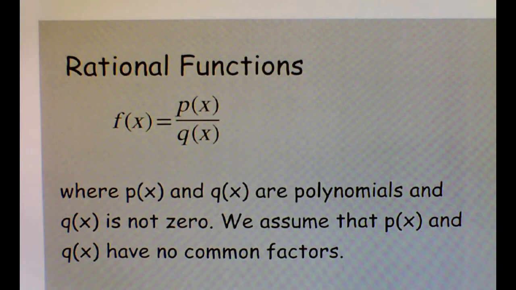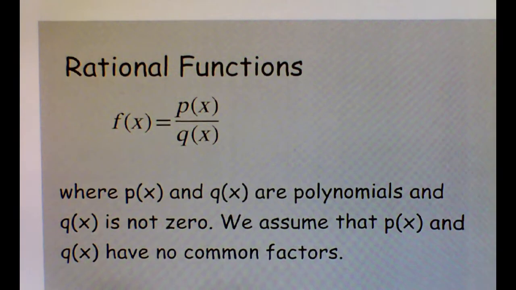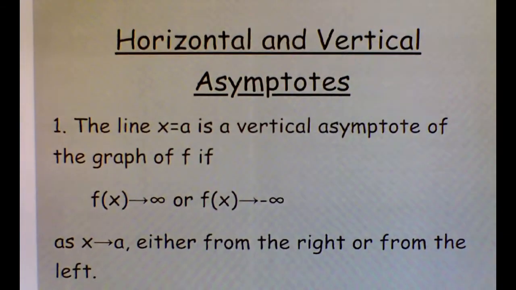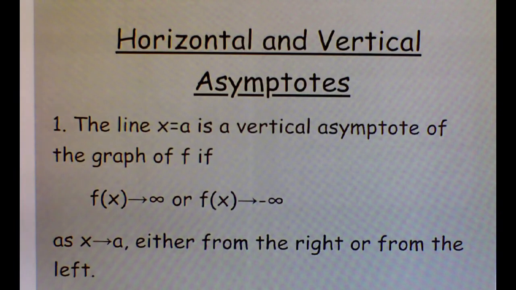So, a rational function, the definition is just f of x is p of x over q of x, where p of x and q of x are polynomials, and q of x is not 0. And we assume that p of x and q of x have no common factors. So basically I have two functions that are divided, and the bottom can't be 0, and I can't simplify them. That's what we are assuming.